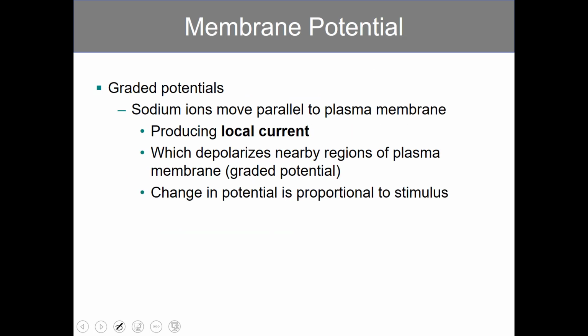Sodium ions are going to move parallel to the plasma membrane, producing a local current, which depolarizes the nearby regions of the plasma membrane. That is our graded potential. The change in the potential is proportional to the stimulus. So if the stimulus is small, the change in that potential from negative 70 to maybe negative 69 is small. That is a graded potential.